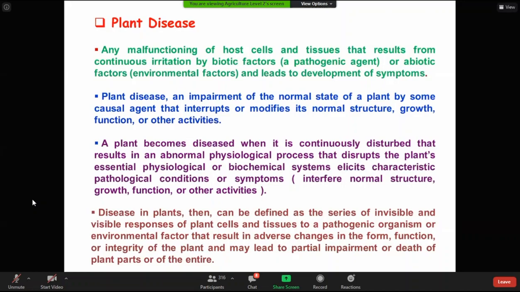Sometimes it can be defined as a series of changes, meaning visible or invisible. Invisible means just the microbes come in contact with the host. And visible means when it expresses the symptoms.